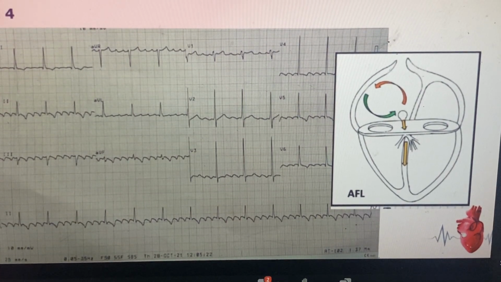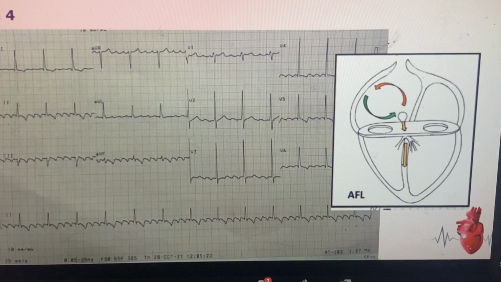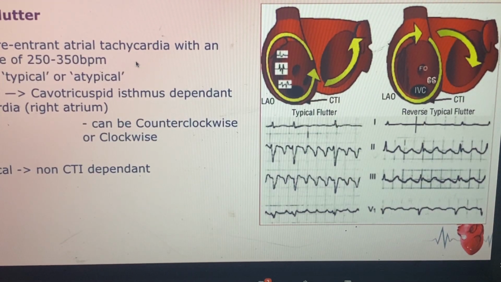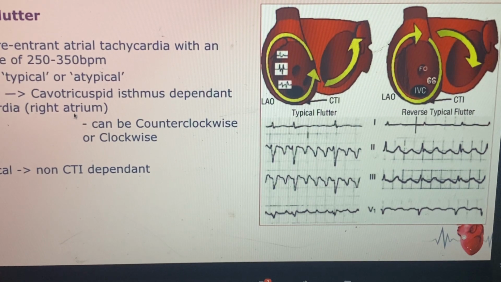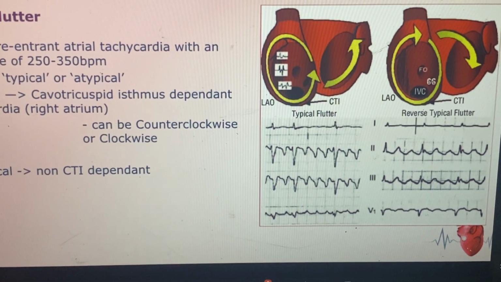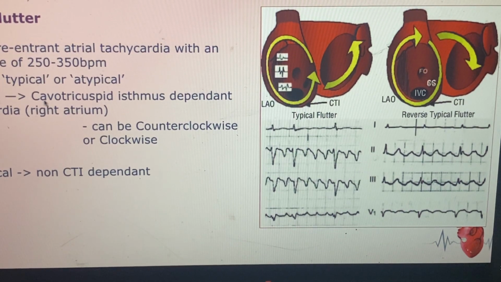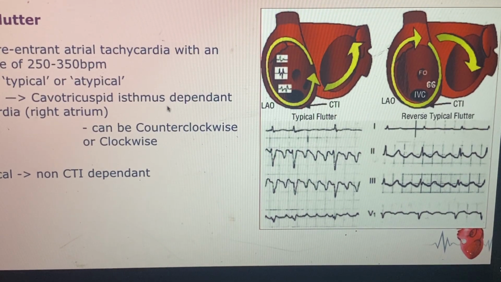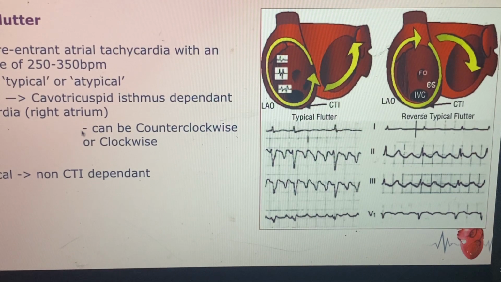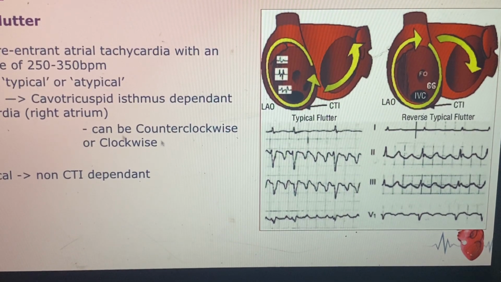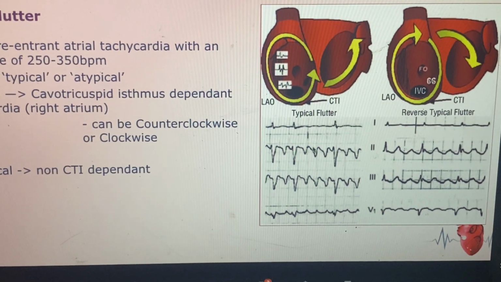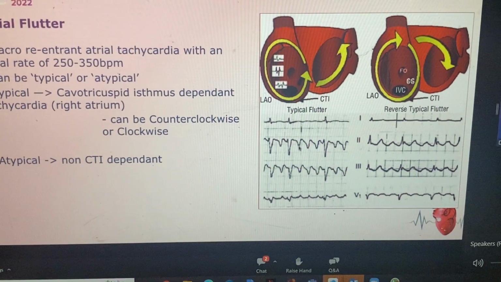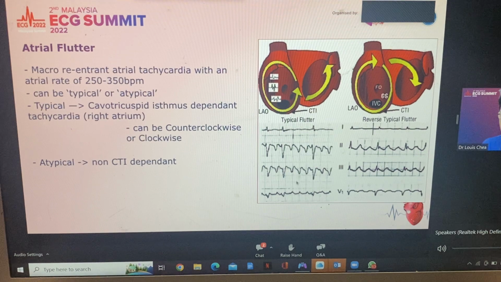a counterclockwise direction. So why do I say counterclockwise? Atrial flutter generally is a macro reentrant involving either the right atrium or the left atrium. So when we say it's typical atrial flutter, it means that it is CTI dependent, which means cavo-tricuspid isthmus dependent, utilizing most of the time the right atrium. And it can be counterclockwise or clockwise. If it's counterclockwise, you will see the flutter waves negative in the inferior leads and positive over V1.